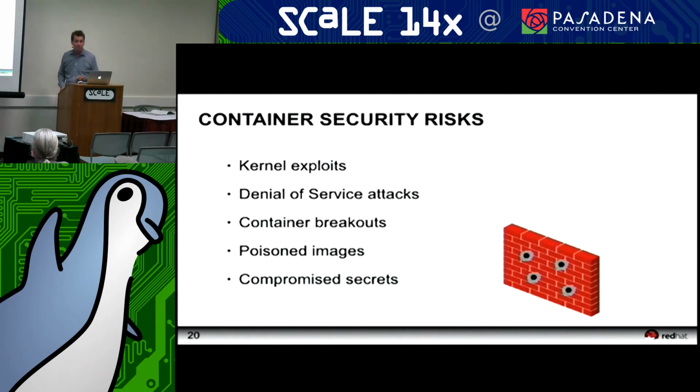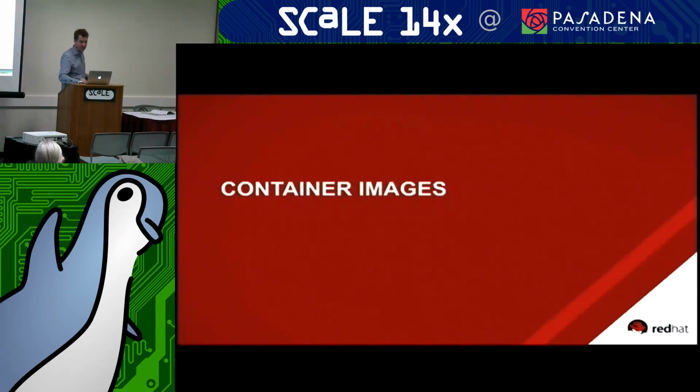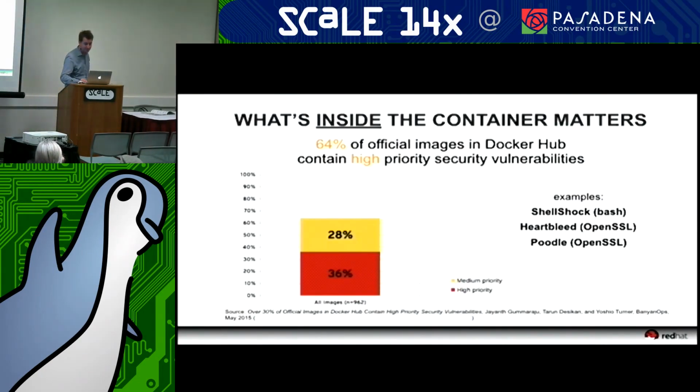So what are some of the security risks with containers? Kernel exploits. If you exploit the kernel, then you potentially have access to all the different containers. Denial of service attacks, container breakouts, poisoned images. We'll talk about that in a minute. Also compromised secrets, because of being able to specify those in the Dockerfile.